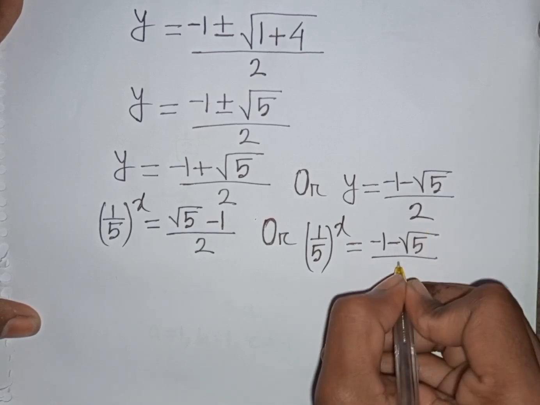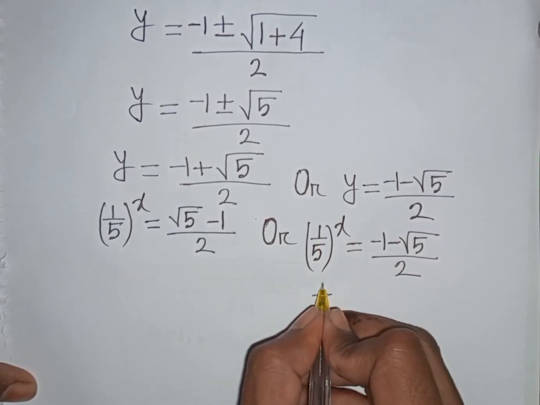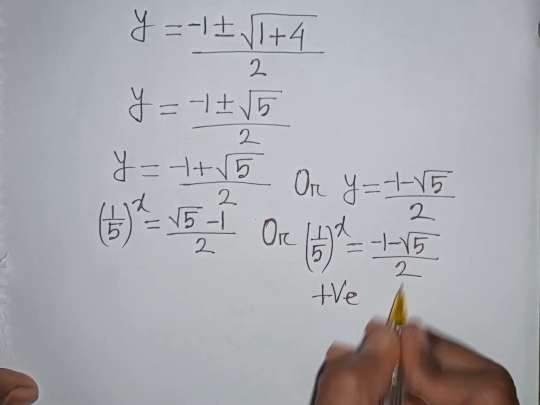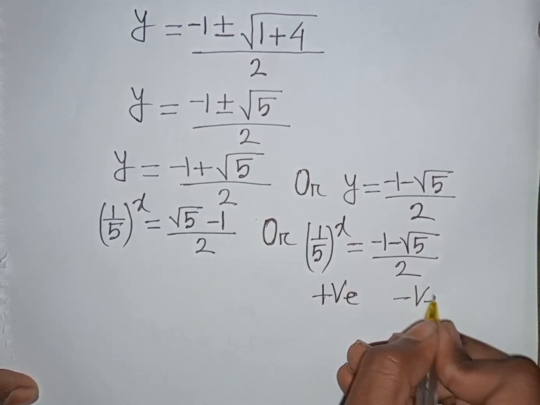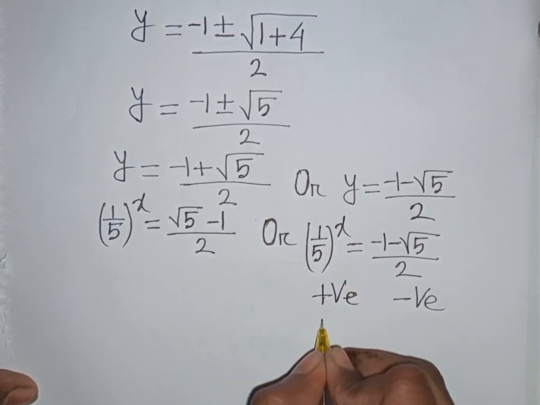Now, we see (1/5) to the power of any number is always positive, but minus 1 minus square root of 5 divided by 2 must be negative. So positive cannot be equal to negative, so this is rejected.